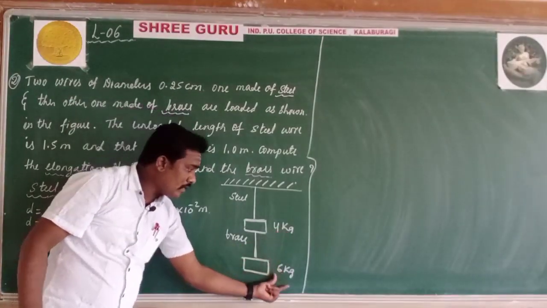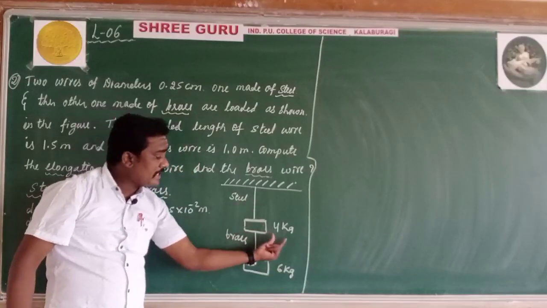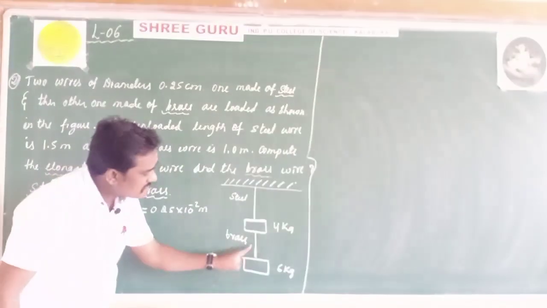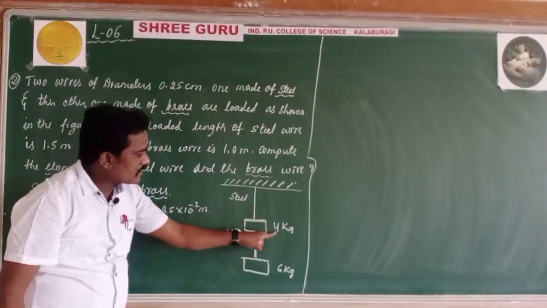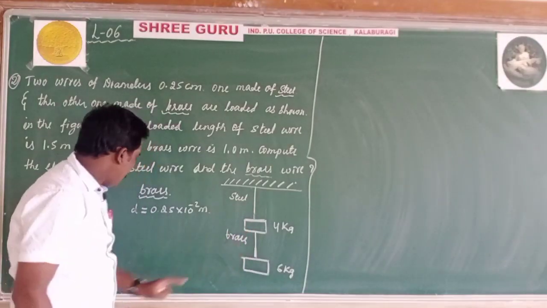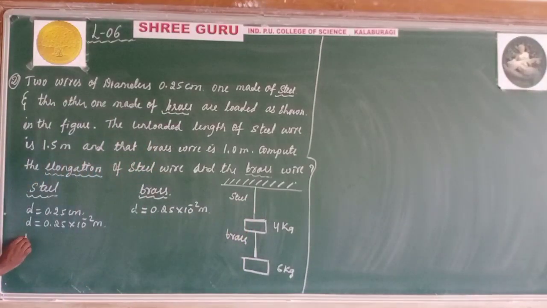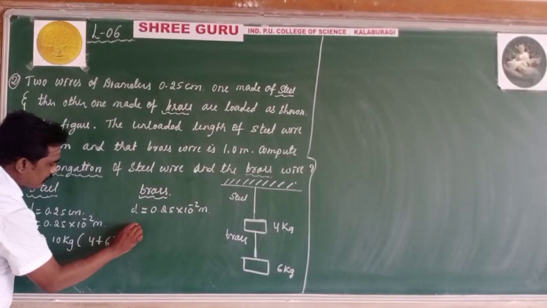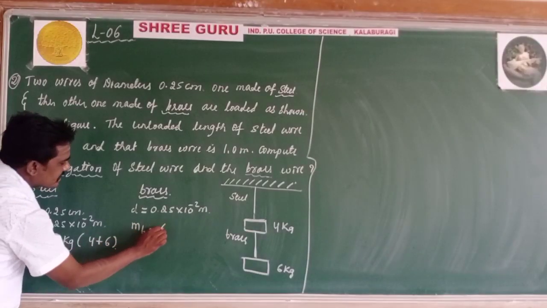How much total load is applied on the steel rod? 10 kg. For the brass rod, how much load is applied? Only 6 kg. Why? Because this 4 kg is applicable for the steel rod, not for the brass rod. And mass applied on the steel rod is equal to how much? That is 10 kg, or you write 4 plus 6, that is 10 kg. And mass applied on the brass rod is only 6 kg.